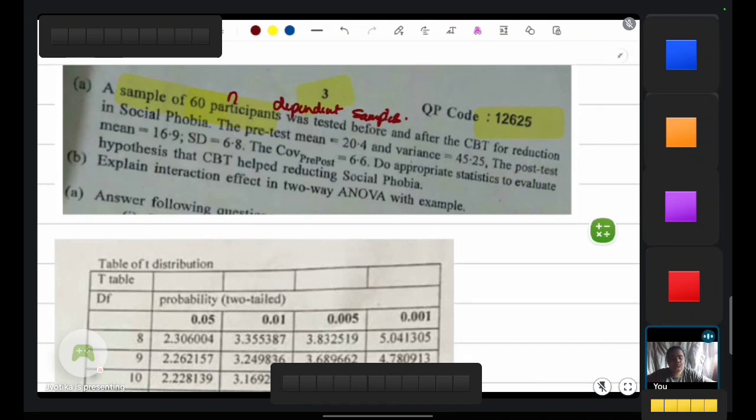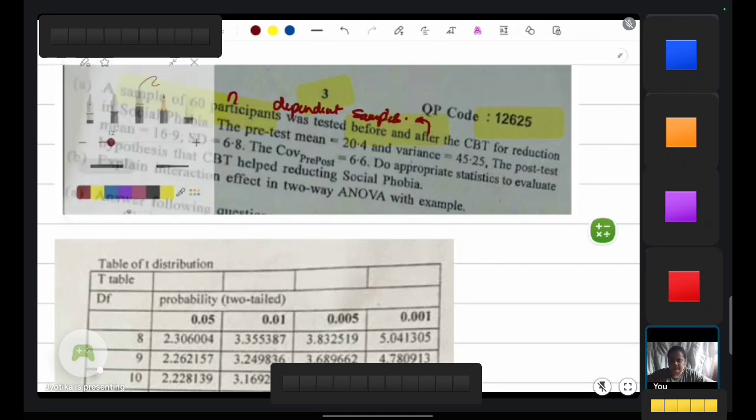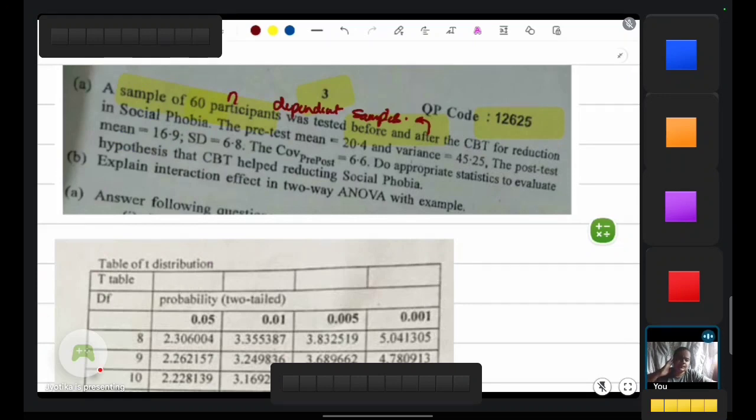was tested before and after. Before and after tells us that it is a dependent samples test. Otherwise, two groups would have been mentioned, and then we would know it is independent. Okay, same things. Then after CBT for reduction in social phobia.